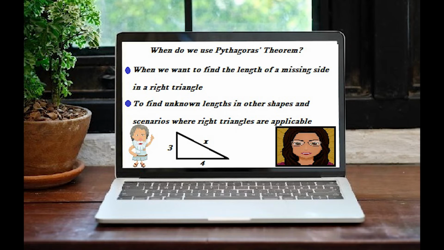While the theorem is applicable to right-angled triangles, it's important to note that any shape where you can derive a right-angled triangle is definitely a scenario where you may want to apply this theorem, especially if you're looking to find the length of a missing side. Now, it's important to note that when you want to use Pythagoras theorem, you definitely need to have the length of two of the sides in your triangle.